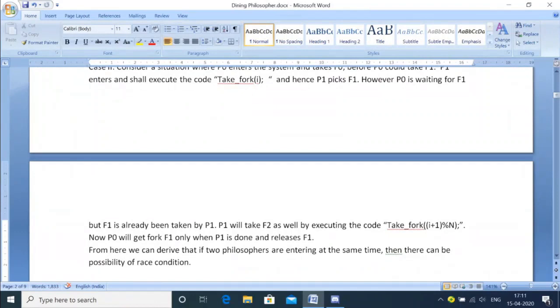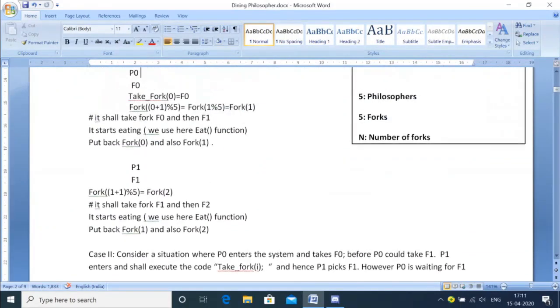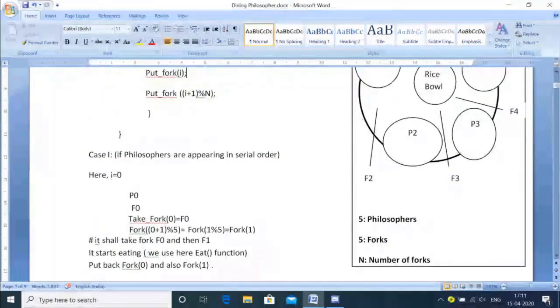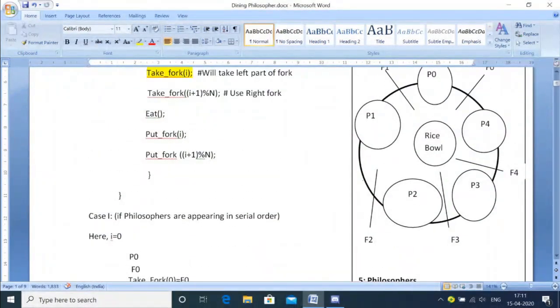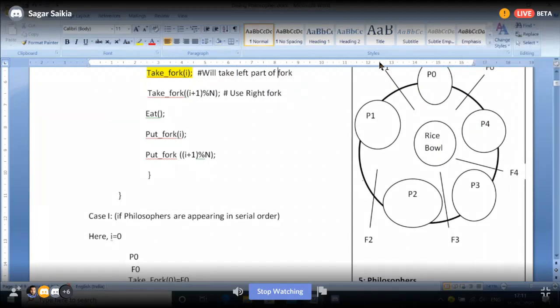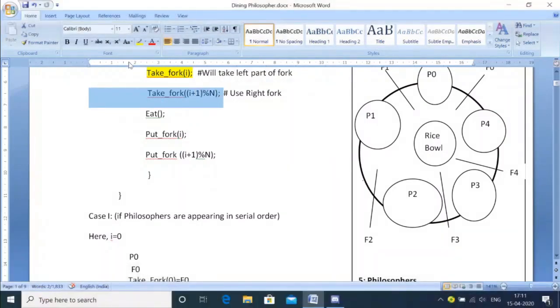Okay, so what has happened here is, let's say now P1, what will P1 do? P1 has taken fork F1 and P1 will be, for example, executing this code. So P1 will be executing this code as well. So if P1 executes this code, what will happen? P1 got F1. It has got F1. P1 will execute this code. So what will happen? Take fork I plus 1 modulo n.